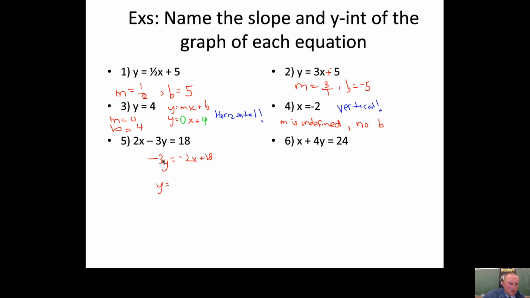Now, when you divide this by -3, the -3 cancels, but when you divide this side by -3, make sure you're dividing both terms by -3. So -2 divided by -3 gives you +2/3 x. 18 divided by negative 3 gives you negative 6. So after 2 quick steps, notice how we are in slope-intercept form. Now we know the slope is 2/3, and the y-intercept is negative 6.